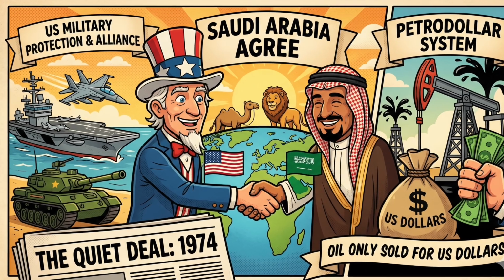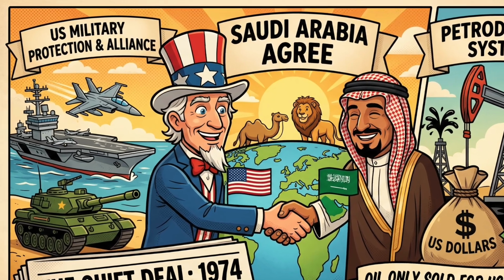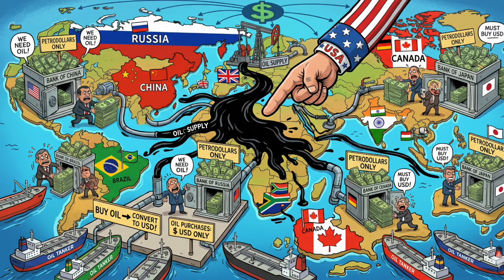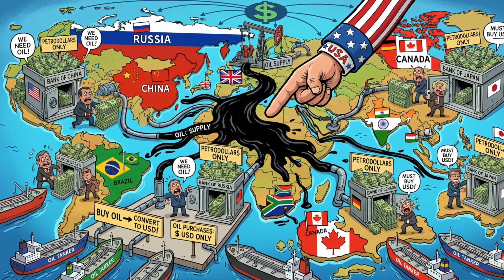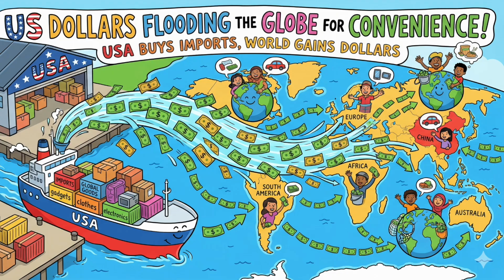Then in 1974, the US quietly made a crucial deal with Saudi Arabia. America would provide protection, and in return, Saudi Arabia would only sell their oil in US dollars. Since every country on earth needs oil, this deal forced them to keep US dollars in their banks just to keep things going. Today it is just pure convenience.